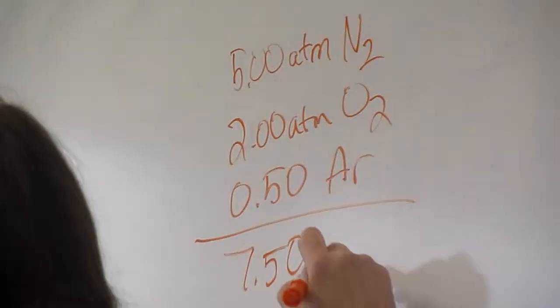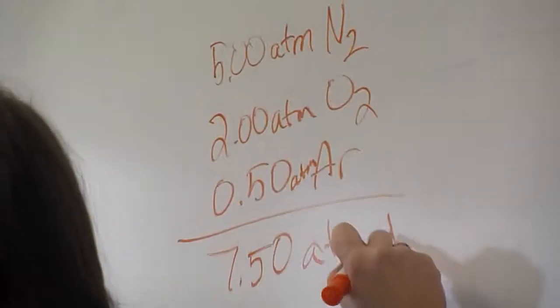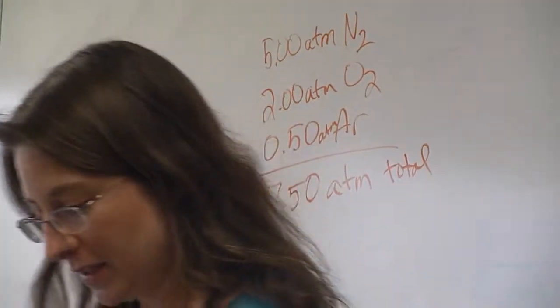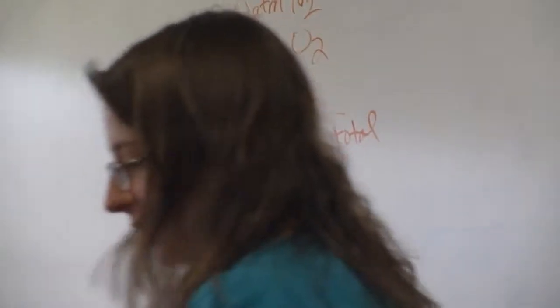Super easy. When you add 3 gases, total pressure is just the sum of all the partial pressures. Yep, that's it. And they all go out to the hundredths place, so we can do 7.50 atmospheres total pressure. Okay, so that's easy. Then, what's the mole fraction of each?